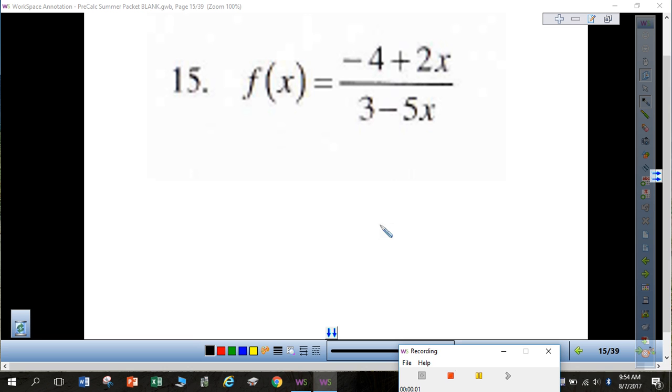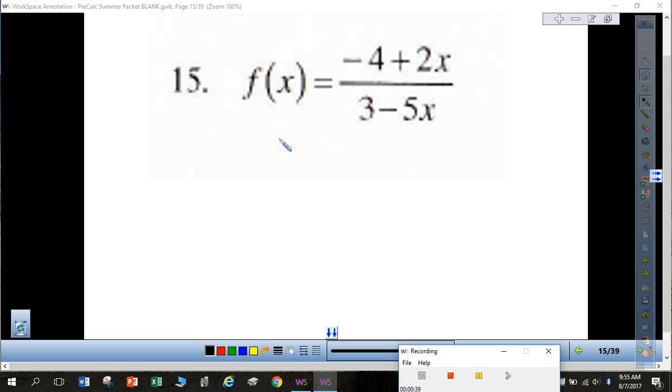Number 15 is quite a bit more complicated, mostly because we have a fraction here involved. There's an x in the numerator and in the denominator. So we're not going to talk about the function machine idea, although that is a great way to get a basic understanding of what happens with inverse. For this problem, we're going to use a more formal method.